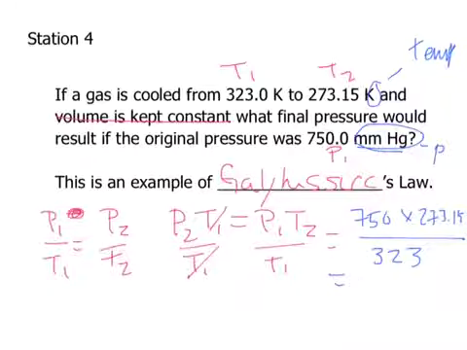All right, and so your answer here should have been 634, and again, we are looking for pressure, and since these units were millimeters mercury, my units here will be millimeters Hg, which is millimeters mercury.